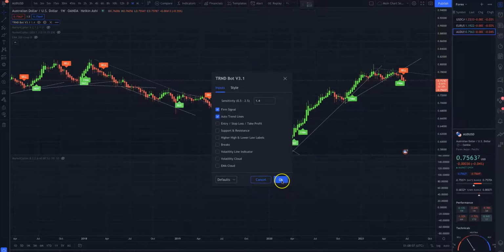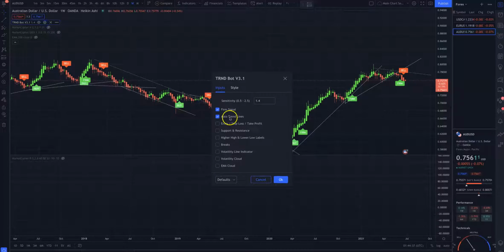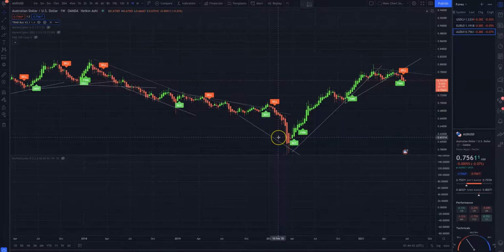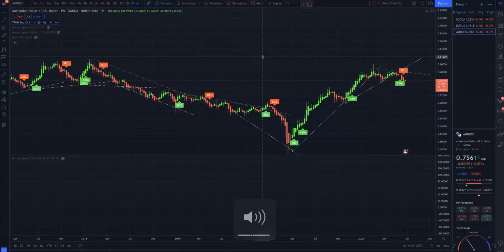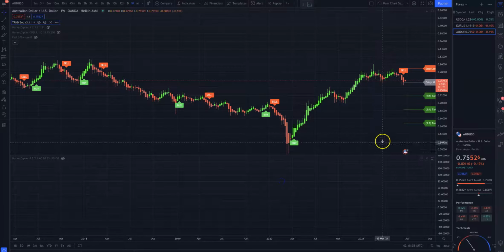The second is the auto trend lines. So when you add these auto trend lines using the settings feature, it basically shows you where the trend is going. It's helpful for people who don't want to draw trend lines, but if you already know where the trend is going, it really doesn't matter. You don't really need that feature. But let's go to entry, stops, and take profits. I like this one a lot.